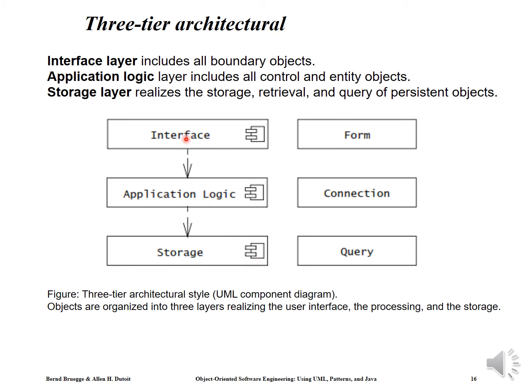So interface like forms, application logic, all processing, all decisions, evaluations will be here, and storage, all database related tasks will be here. Three-tier architecture style is represented by a UML component diagram. So objects are organized into three layers.